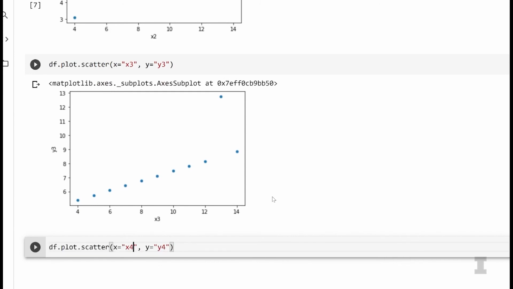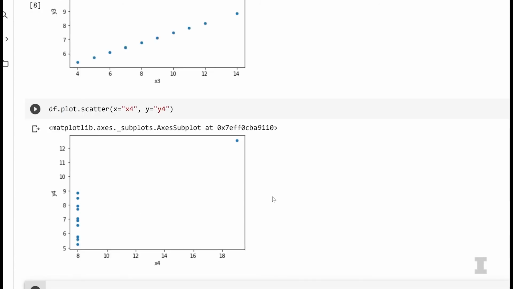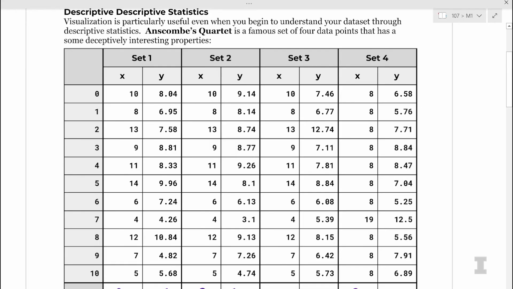And then x4, y4 is a totally different graph in the sense that there's all, I guess, 10 of the points way on the left-hand side and then 1 point way on the right-hand side. And I think that makes sense because if I remember correctly, x4, let me look back, all of the values were 8 except for 1. So that's what we see.